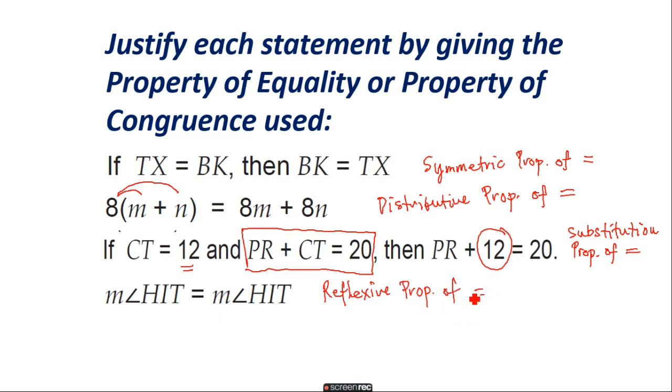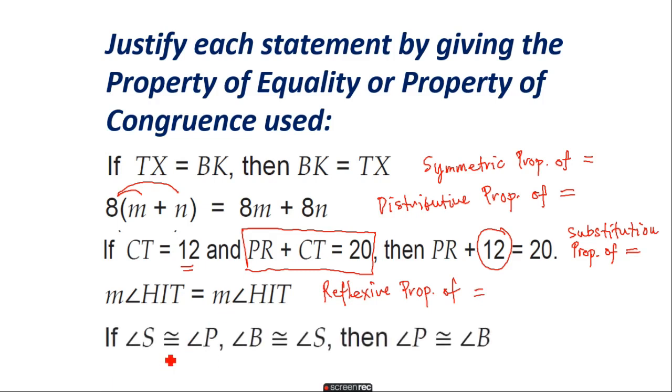Now, let's proceed to the next. If angle S is congruent to angle P and angle B is congruent to angle S, then angle P is congruent to angle B. So what property is this? Okay, very good. So the property here is transitive. Transitive property of congruence, because you use the congruent symbol. Very good. So we now apply the different properties of equality and congruence in identifying different situations.